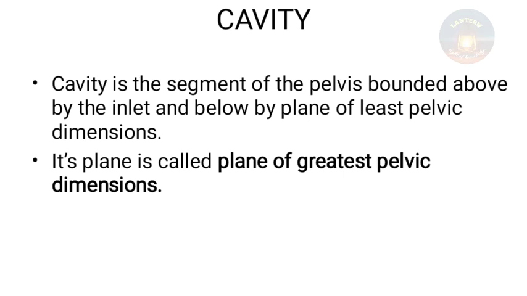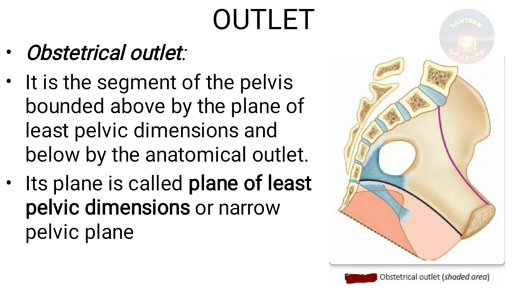Regarding the outlet, the obstetrical outlet is a segment of pelvis bounded above by the plane of least pelvic dimensions and below by the anatomical outlet. Its plane is called the plane of least pelvic dimensions or narrow pelvic plane. So the outlet plane is called the plane of least pelvic dimension. You can see the shaded area, that is called the obstetric outlet.